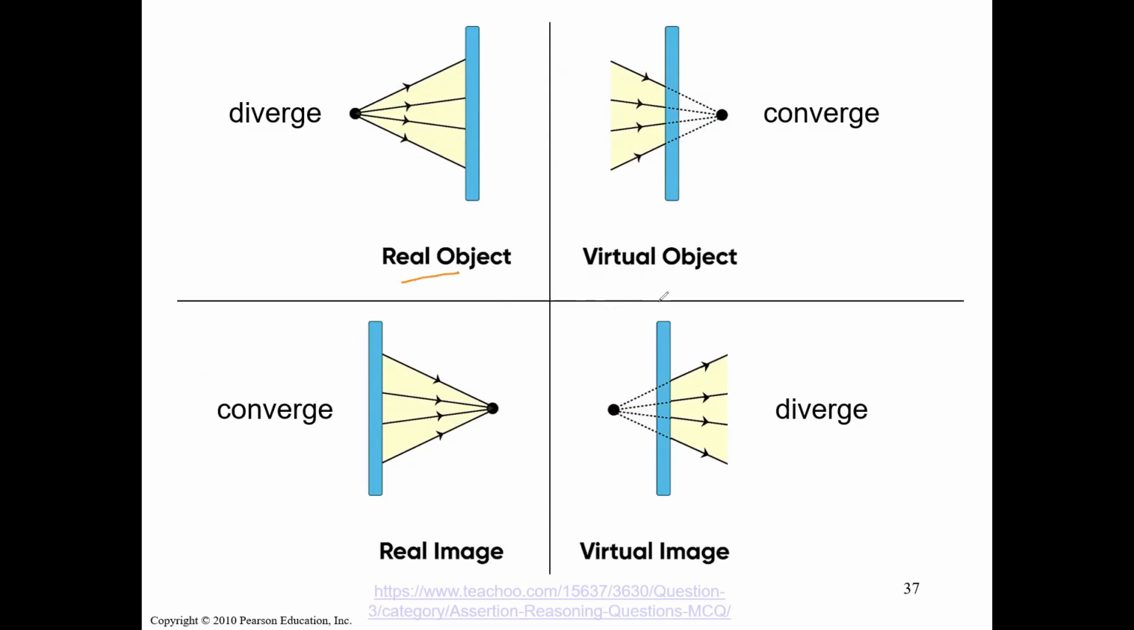So either it's real or virtual, depending on whether you actually have light going through this point. If we actually have light going from the object or converging at the image, then you have a real object or real image. If you don't actually have light rays from this point, then you have a virtual object. If you don't have light rays going to this point, then you have a virtual image.